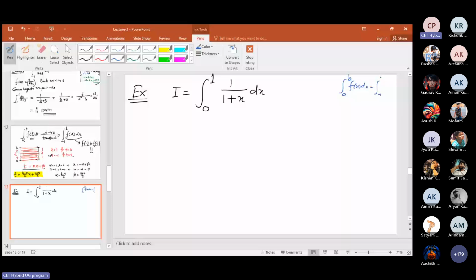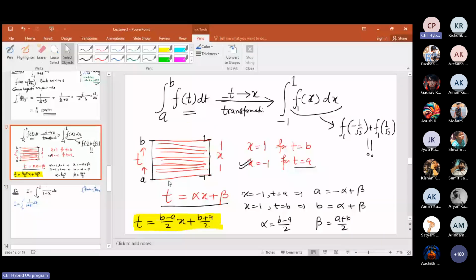So हम क्या कर देते हैं, शुरुआत करते हैं यहां से. I को पहले हम t वेरिएबल में कन्वर्ट कर लेते हैं. 0 to 1 1 upon 1 plus t dt. ओके, सो ये हमने इसलिए किया ताकि हम इस वाले मेथड का यूज कर सकें, अदरवाइज बाद में हम फार्मूला अगर भूल गए तो हमें कंफ्यूजन हो सकता है.